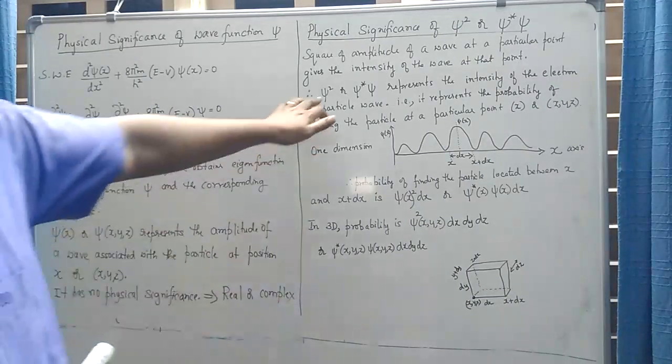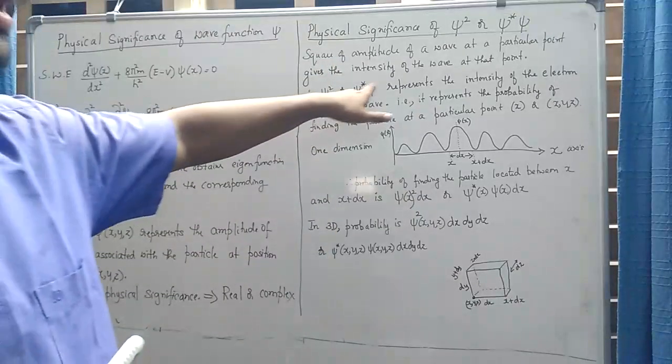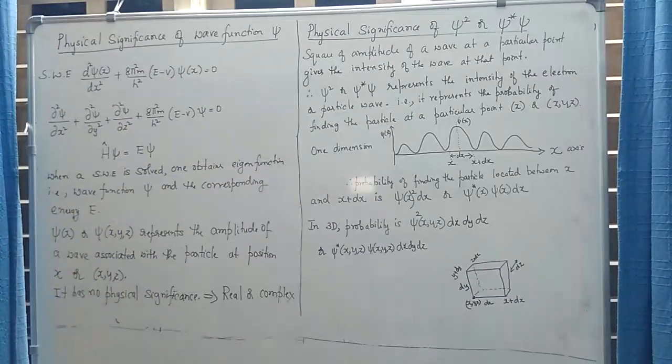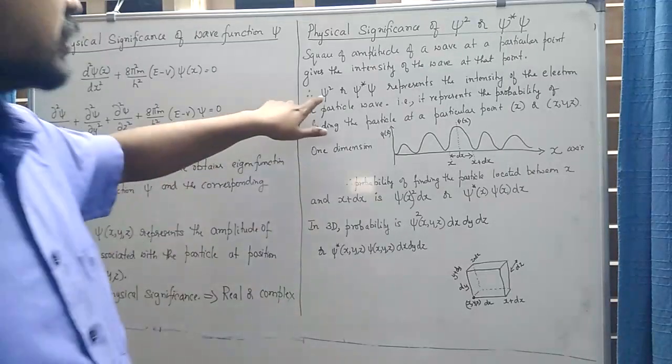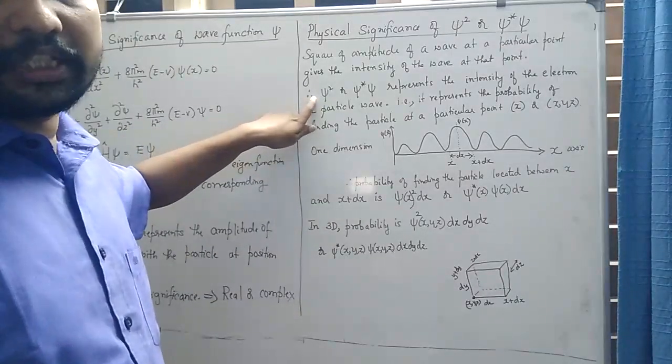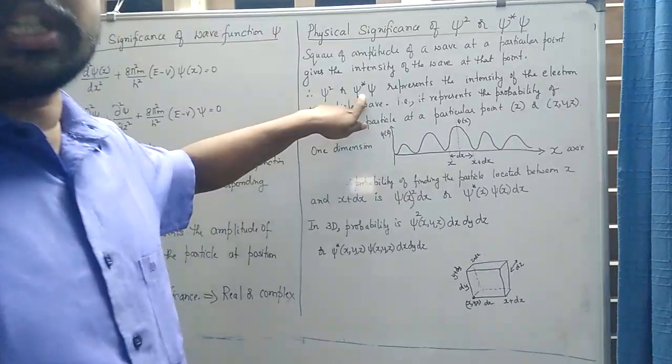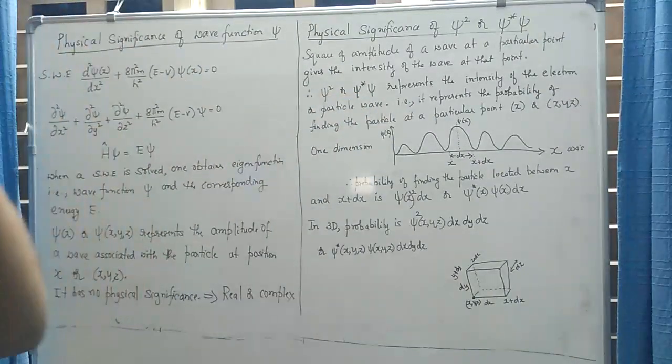So instead of using psi square, we use psi star into psi. From our previous mathematical classes, from our PU classes, we have studied that if I have a complex number z and its complex conjugate z star, z into z star is always a real number. If I apply the same rule here, if psi is a complex function, then psi into psi star will always lead to a real number. So if the function is a real function, we use psi square to calculate the probability. If it is a complex function, we use psi star into psi to calculate the probability.